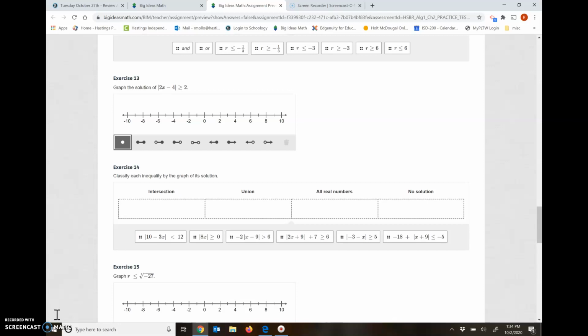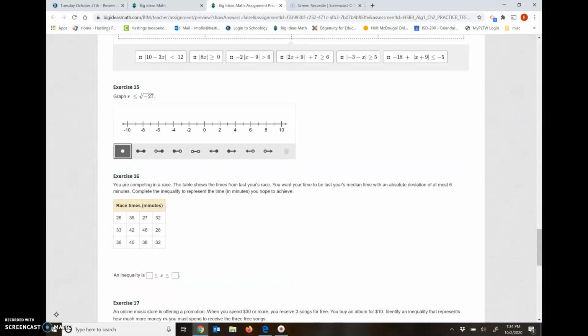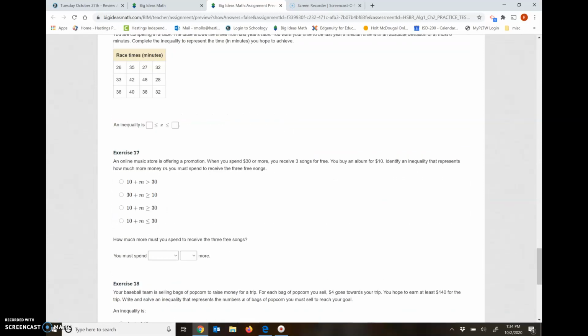If it said like absolute value of 2x minus 4 and then had like a plus 7 or something on the outside, then you need to get rid of that 7 first, before you write your two equations. But since the absolute value is already by itself here, you're good to go. You're skipping 14 and 15 and 16.